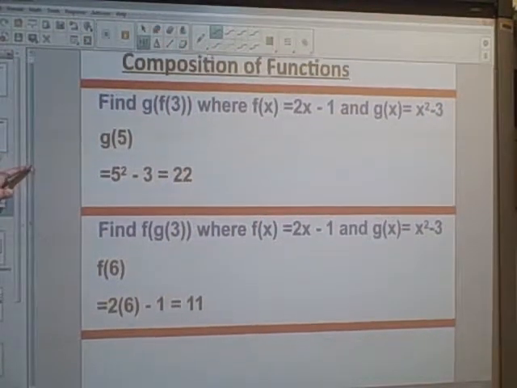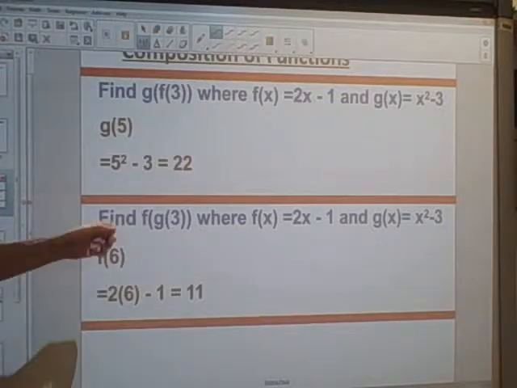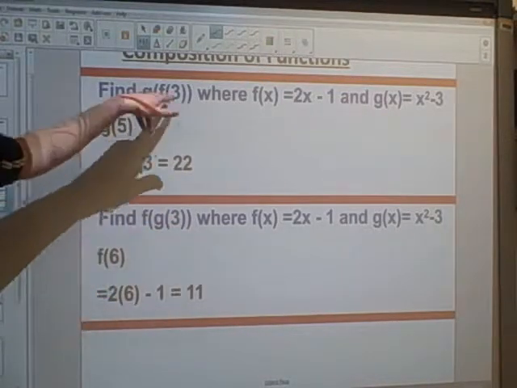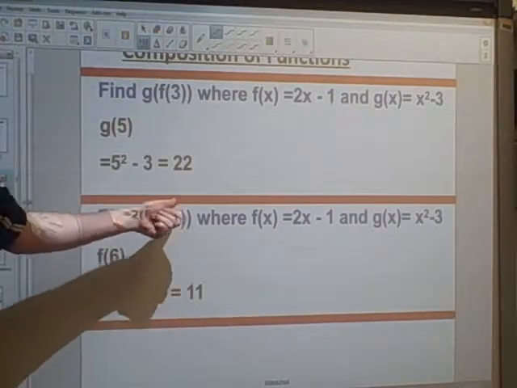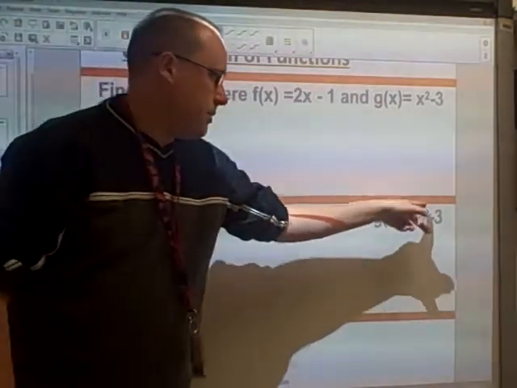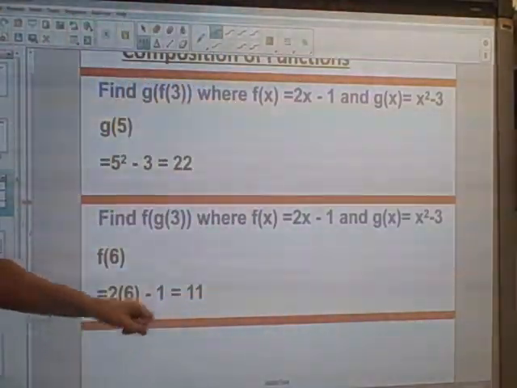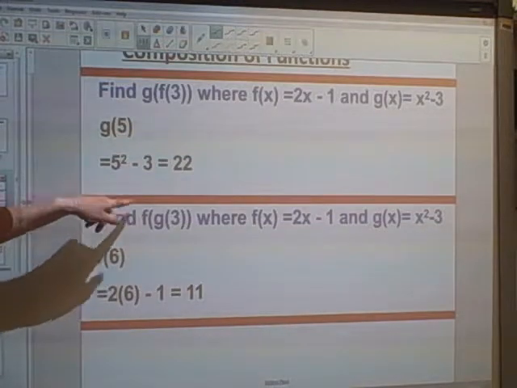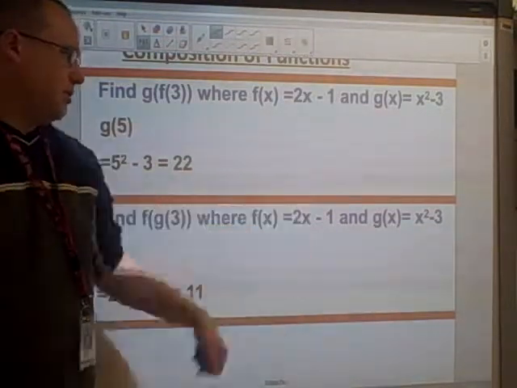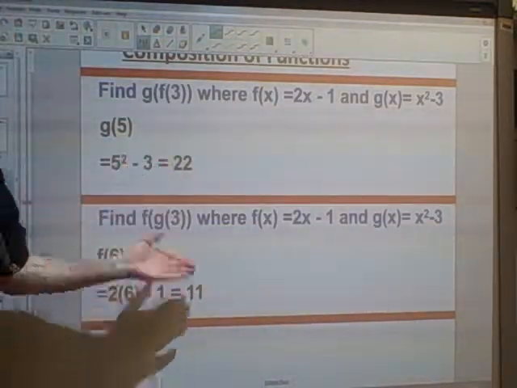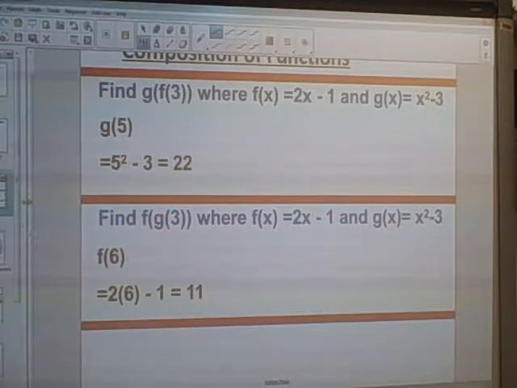Now we can do this in reverse as well, so we could also find f of g of 3 rather than g of f of 3. So this time we take 3 and plug it into g. So 3 squared minus 3 gives us 6. Then take that answer and plug it into f. 2 times 6 minus 1 equals 11. As you can see, both answers are different here, so that shows you that composition of functions is not commutative. In other words, the order that you do this actually matters.